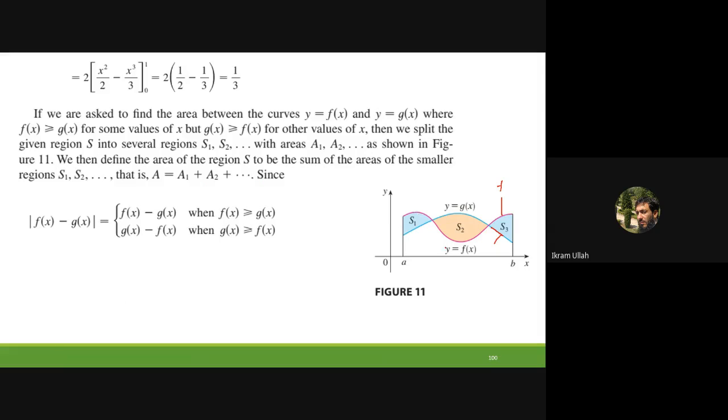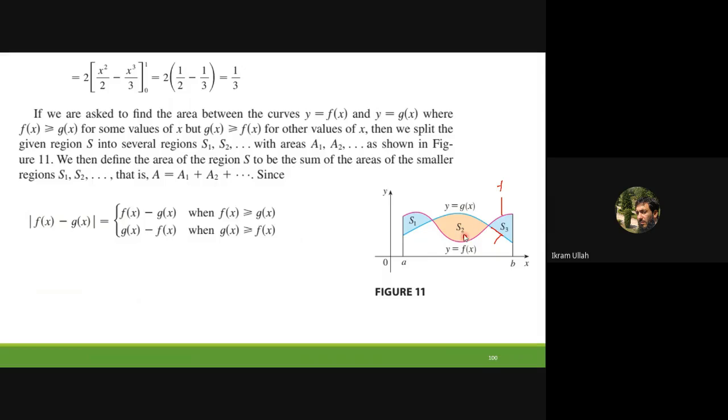To analyze this figure, we can see that the area is positive, so we can write the absolute value of f of x minus g of x. This is f of x minus g of x when f of x is greater than or equal to g of x. This means that in the region S1, f of x is greater than or equal to g of x. Again in the region S3, f of x is greater than or equal to g of x.